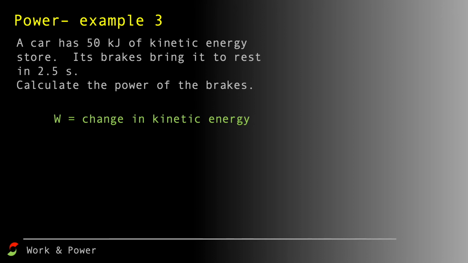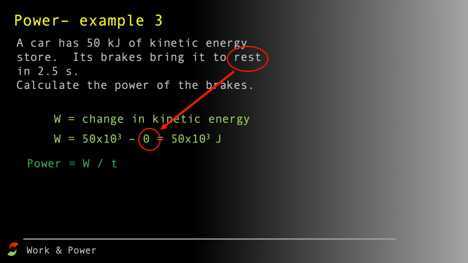So here the kinetic energy store has changed. It's gone from 50 kilojoules to rest. And that's what that 0 means there, from rest. So the work done is 50 kilojoules. Now we can get on with our power equation. Substitute in, and we get an answer of 20 kilowatts.